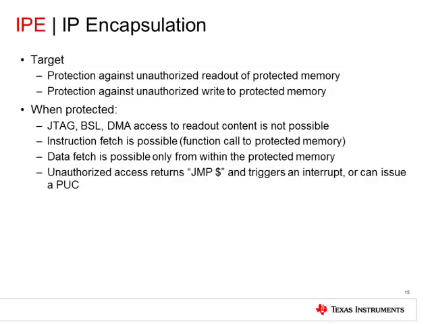Only execution of code from the protected segment is possible via an external function call. Any external access via JTAG, BSL, DMA, or even an in-system register read is prevented. An unauthorized access to an IP encapsulated segment returns a value equivalent to JMP $ and triggers an interrupt or reset.